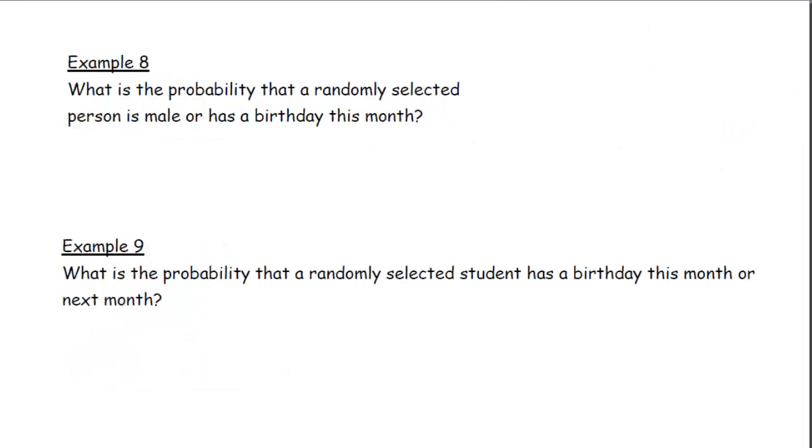So in example 8, we want to know what's the probability that a randomly selected person is either male or has a birthday this month. So we're going to use the letter M to represent male and B to be that we have a birthday this month. So I want to know what's the probability that we're male or we have a birthday this month. Well, that's going to be the probability that we select a male plus the probability that someone has a birthday this month, and then we need to subtract off the overlap, which is that we're male and we have a birthday this month.